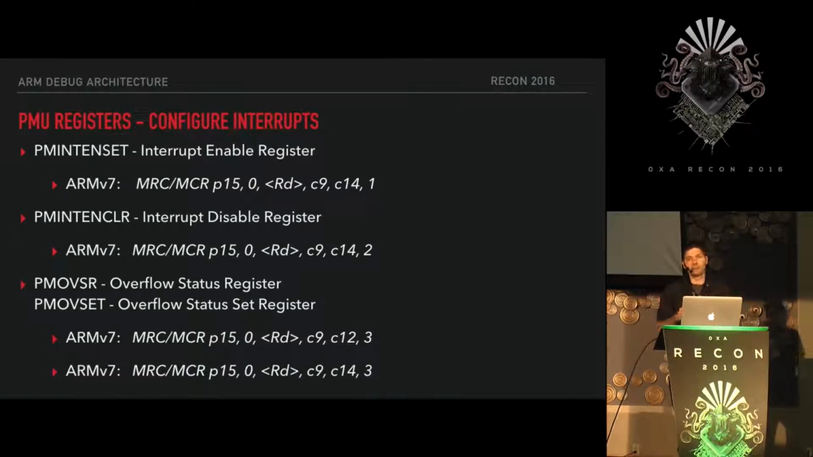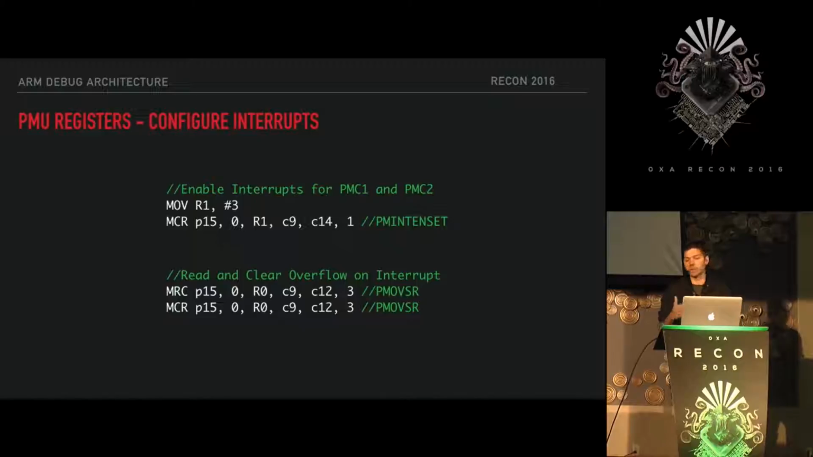The other half of the PMU is interrupts. There are separate registers in ARM for enabling or disabling interrupts for a given counter. If we want to enable both counters 1 and 2, we write the value 3 to the interrupt enable register. And then on an interrupt, we have to query the overflow status register and clear it.